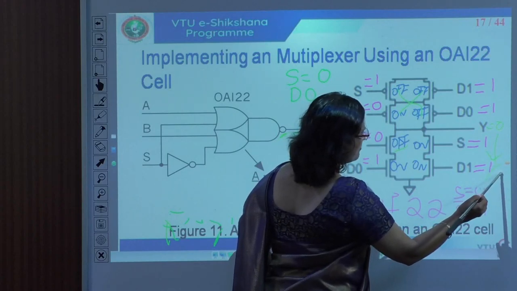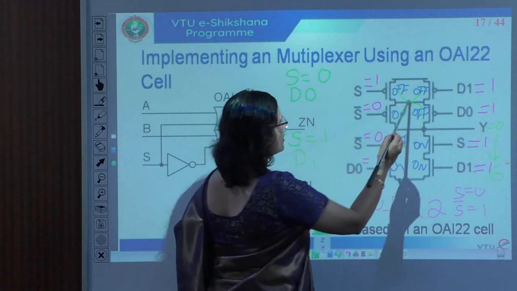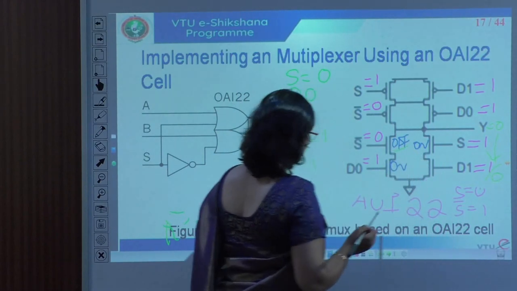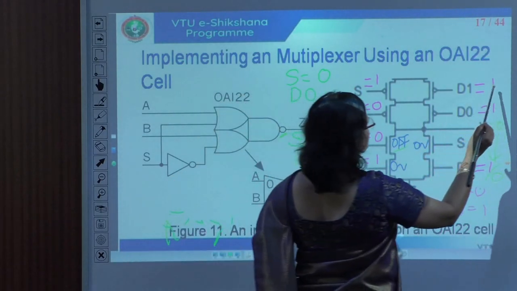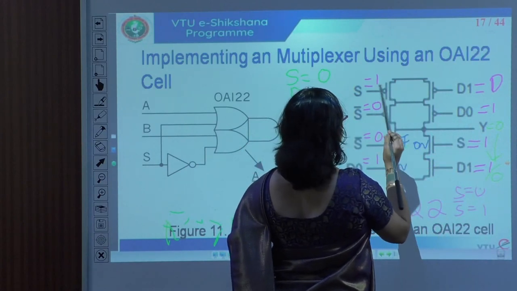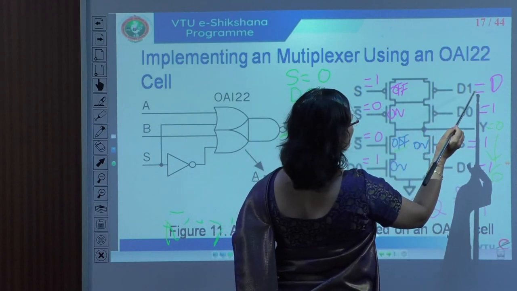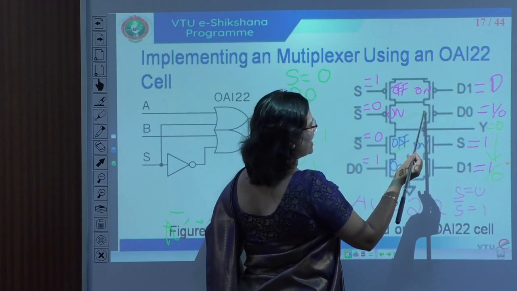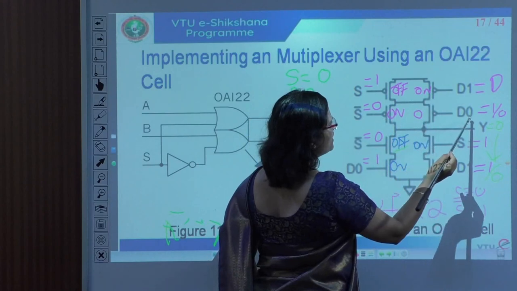Suppose if I make D1 as 0 here, what happens? If I make D1 as 0, and D0 as 1, so here S is 1, so it is off and S bar is 0, this is on, and D1 as 0, so this is on. Whether your D0 is 1 or 0, 1 means it is on, 0 means it is off, it doesn't make any difference because the series path already exists. So D0 can be 1 or D0 can be 0.